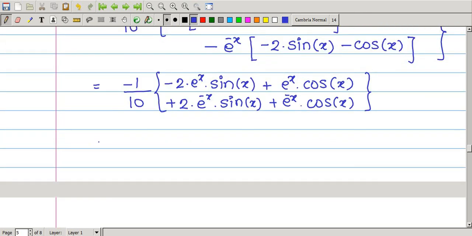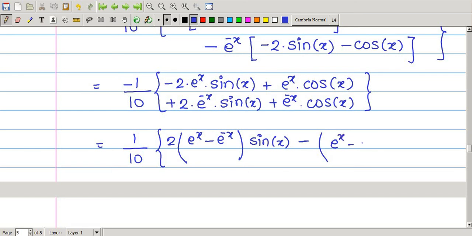So if we rewrite it properly as minus 1 upon 10 into 2 times e raised to x. If we take this minus sign inside, that will be a little interesting. So this will be e raised to x minus e raised to minus x into sin x. Okay. If we take this minus sign outside, so this will be e raised to x minus e raised to minus x into cos x.